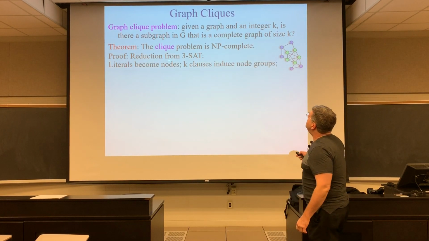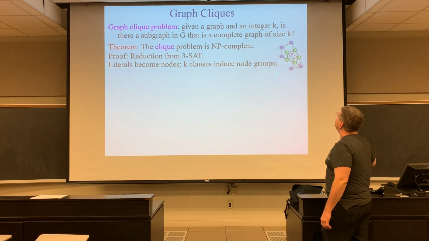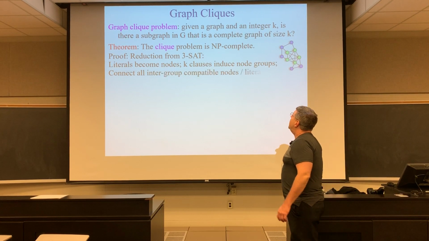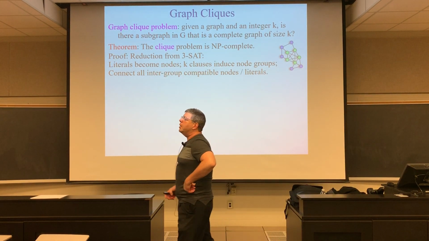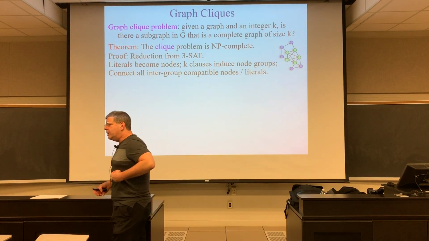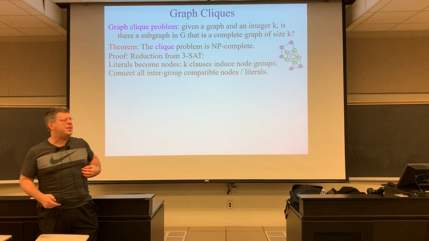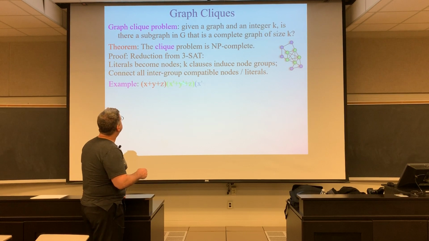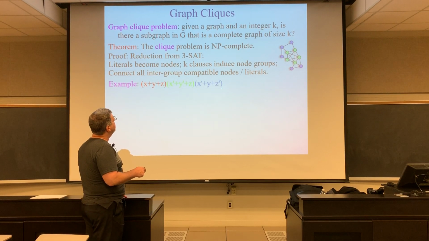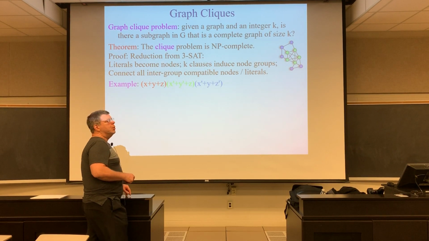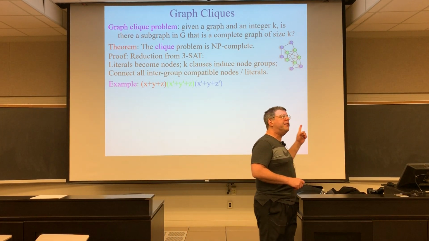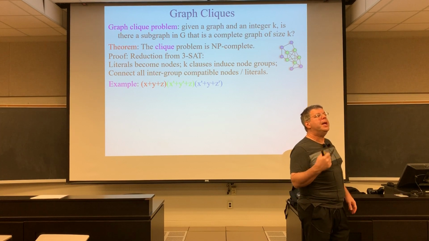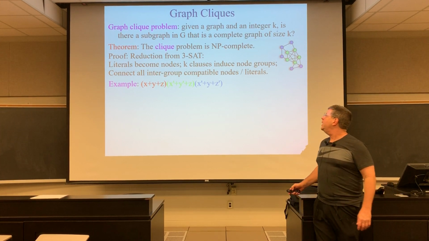So the literals become nodes, the clauses induce groups, and then you connect all the intergroup nodes that are compatible with one another through the corresponding clauses. Well, what does that mean? Let's look at an example. Let's say we have this Boolean formula here, and we're going to turn it into a graph clique instance, such that this Boolean formula is satisfiable if and only if the graph we'll come up with has a 3-clique in it.